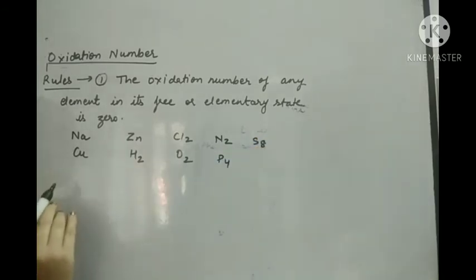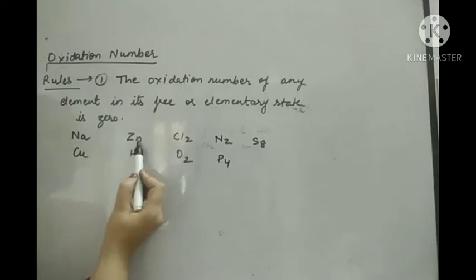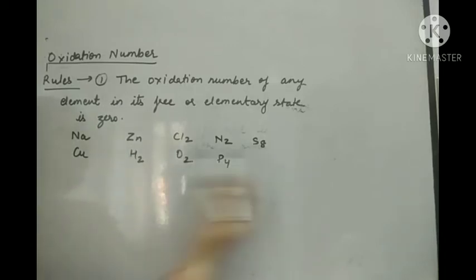So if the atom is present in the elemental state, then what is the charge on that element? It is 0. So what is the charge on hydrogen here? 0. What is the charge on zinc here? 0. What is the charge on sulfur here? 0. What is the charge on nitrogen here? 0. So when the element is present in elemental state, its charge is 0.